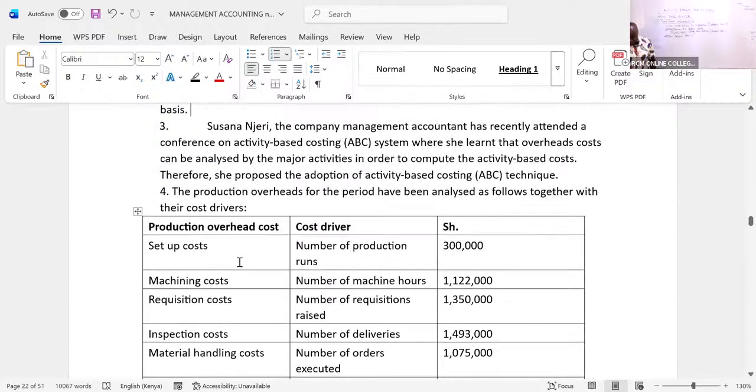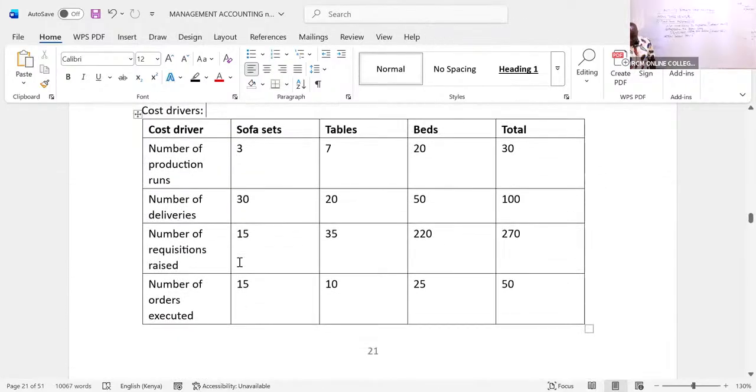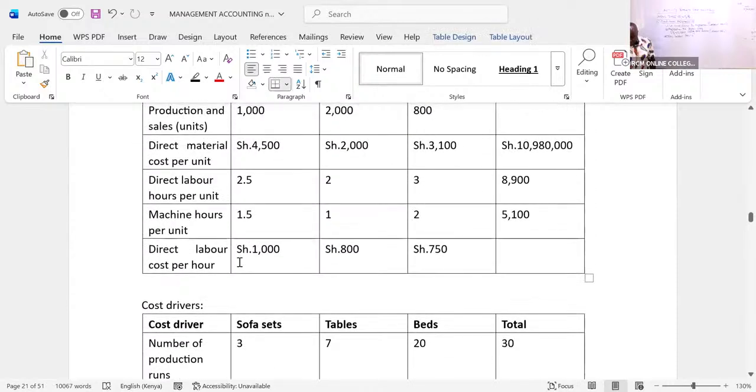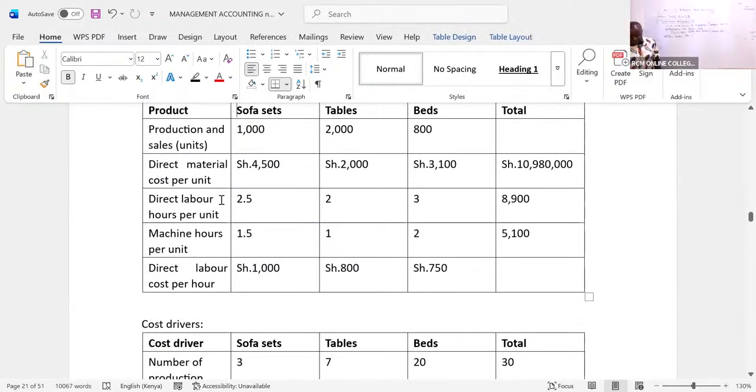There is only one person who has been able to see the total labor hours. You can see here, direct labor hours, they are 8,900. Trust you me, if you get a bad examiner like myself, those days when I was an examiner, I can't give you that number, 8,900. So if it's not given to us, how do we ascertain it? This number will not be given to you. You must calculate it yourselves.